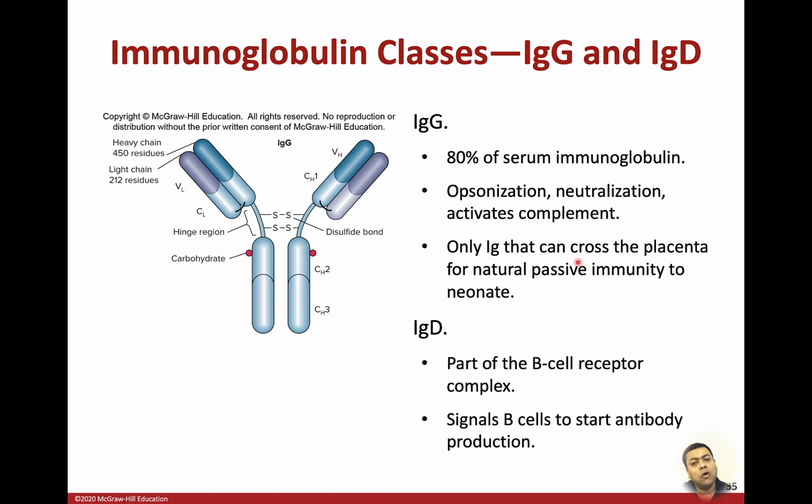Along with that, the other immunoglobulin, which is secreted in the breast milk, can go into the newborn, but that is different. Only IgG can cross the placenta, so that can protect the newborn as well.